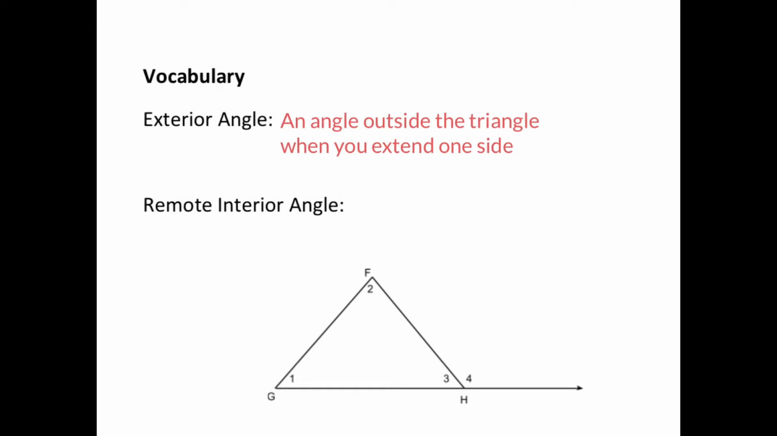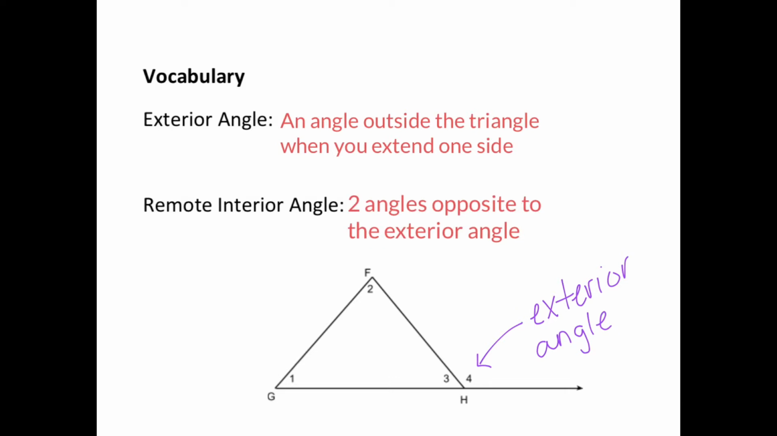The exterior angle is an angle on the outside of the triangle when you extend one side. So we can see here that we have triangle GFH, but we've extended this side GH to now create two angles here. And this angle 4 is the exterior angle. It is on the outside of the triangle. The remote interior angles are the two angles that are opposite to the exterior angle. So in this triangle GFH, angle 1 and 2 are the remote interior angles, and again, angle 4 is still that exterior angle, so 1 and 2 are opposite of that angle 4.